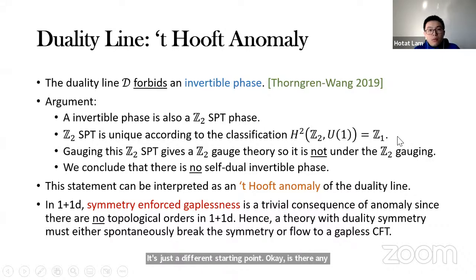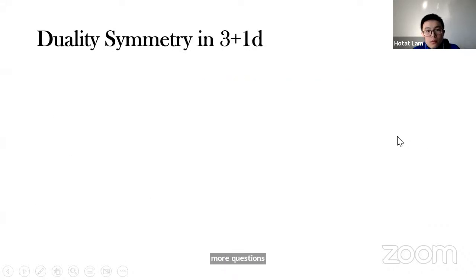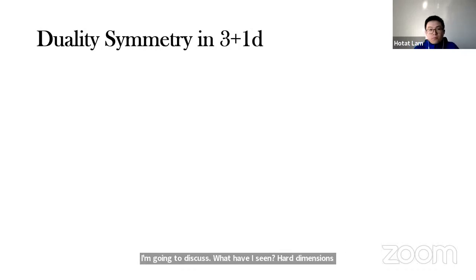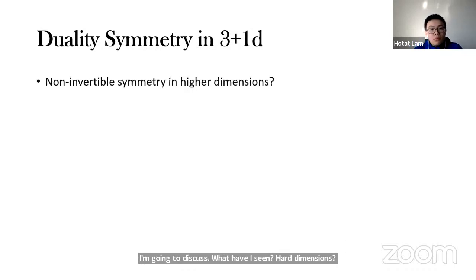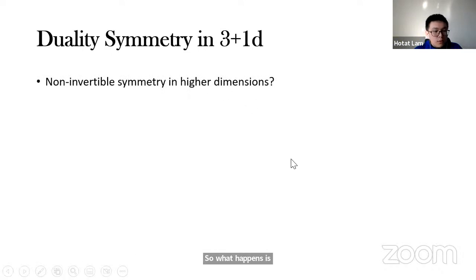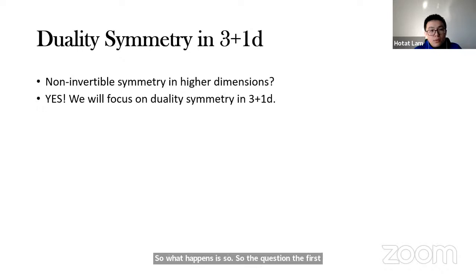Okay, good. So now I'm moving on. Now I'm getting to the real meat of today's talk. I'm going to discuss what happens in higher dimensions, so what happens in 3+1 dimensions. The first question one may ask is, are there non-invertible symmetries in higher dimensions? The answer is yes.